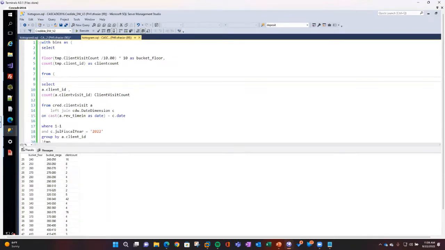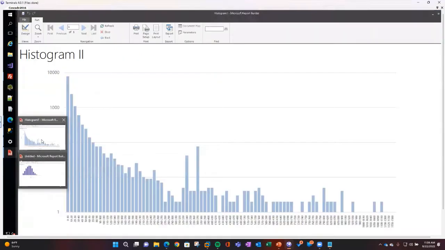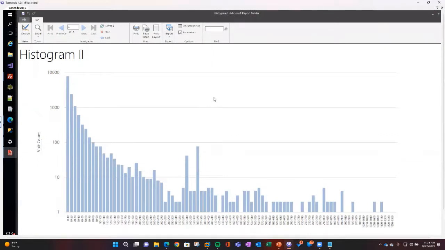Well, let's put that into a histogram. I've got one ready here. And as you can see here, that's how that breaks out. We can see we have our buckets down at the bottom, and we have the number of client visits that fall into each one. And you can see here that it's not a very normal or smooth or even distribution. It's a very skewed distribution.